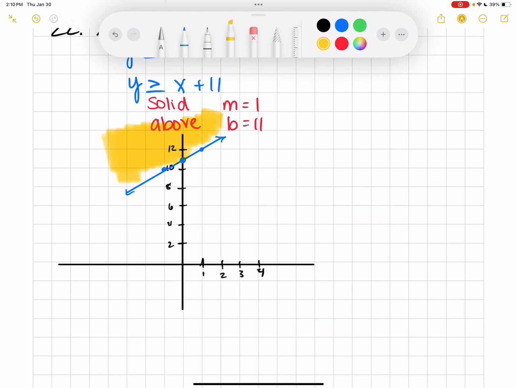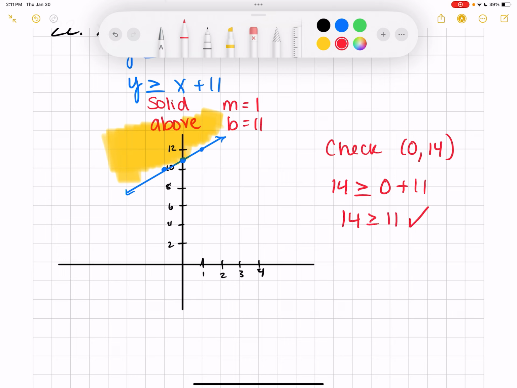So on this one, I actually can pick a nice easy point. I can make x 0, and I can choose any number up here. So let's do (0, 14). Let's try that. So plug in 14 for y: 14 is greater than or equal to 0 plus 11. So 14 is greater than or equal to 11. Is that true? Yes. So I shaded the right way.